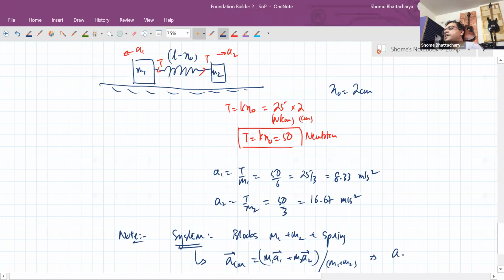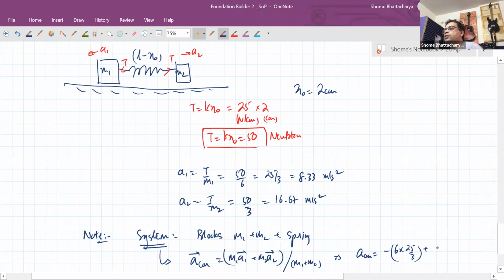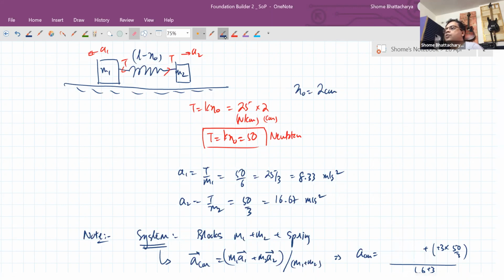So notice here, if I write that in scalar form, it will be minus of M1, which was 6 kgs, into A1, which is 25 by 3, plus M2A2, which is plus 3 into 50 by 3, divided by 6 plus 3. Why is this coming with a minus sign? Because the acceleration is in the negative direction. So in 1D form, I can write it like this.